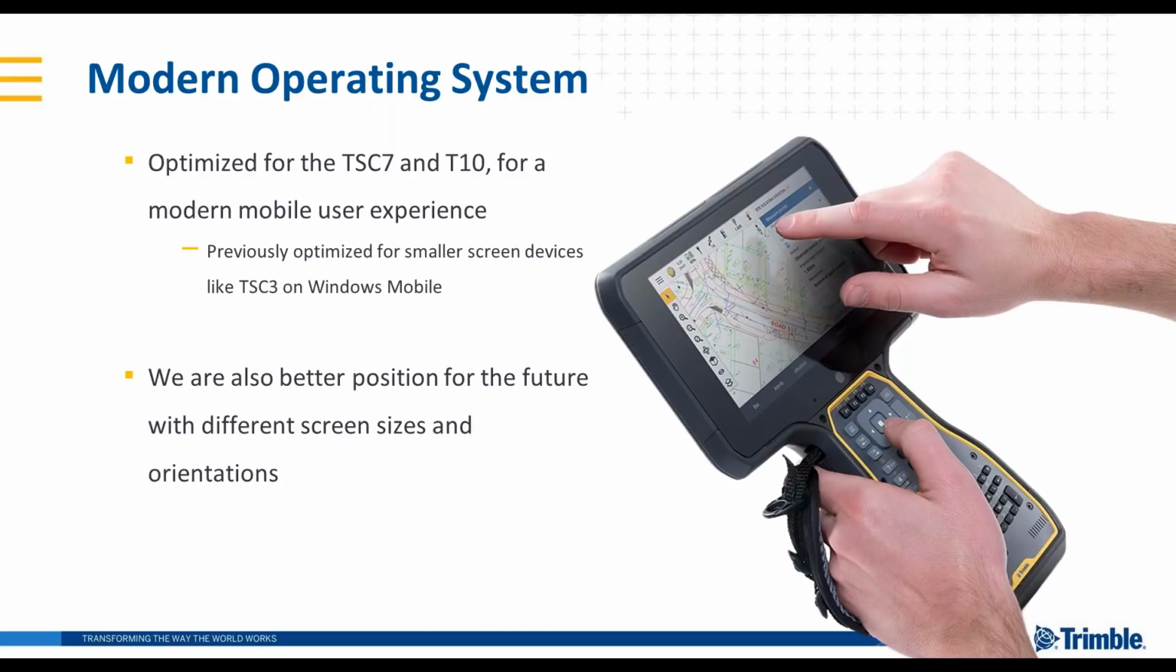So we've got a modern operating system on the TSC7 and the T10. It's Windows 10. Our design previously was focused around the TSC3 and Windows Mobile, but what we're now doing is we've shifted away from the TSC3, shifted away from Windows Mobile, and really focusing on working with larger screens on a more modern operating system. This will put us in a better position in the future for other devices with different screen orientations, screen sizes, and stuff like that.